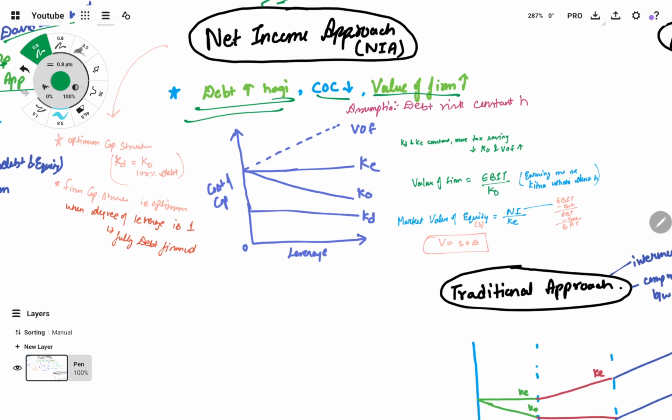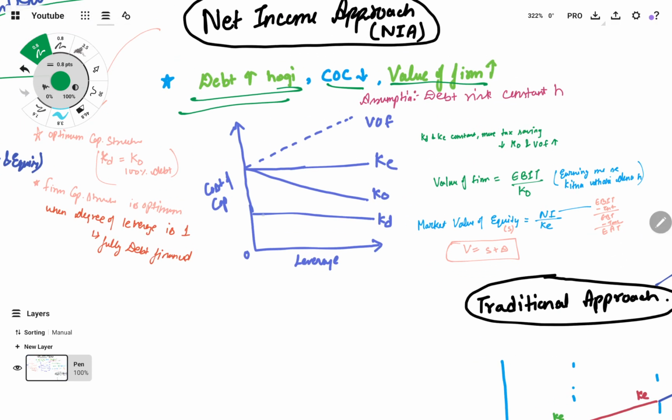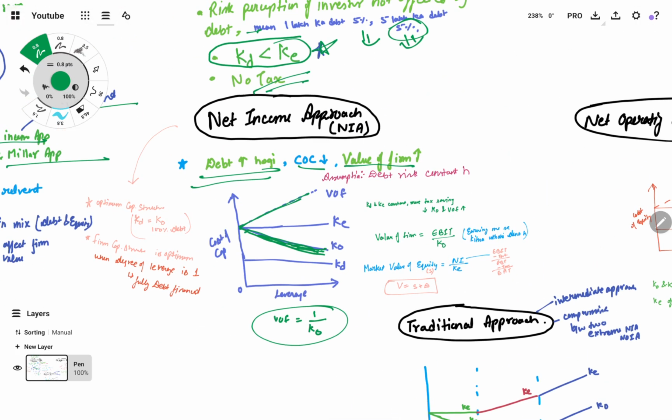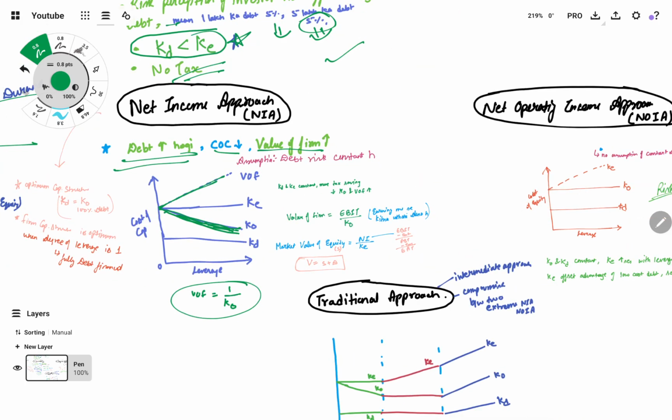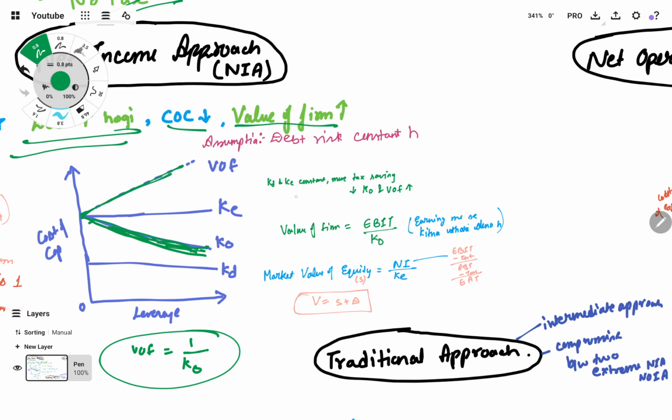Now let's understand by the diagram. Here, if you're taking debt, your cost of capital is reducing. Why is it reducing? Because you are taking the tax benefits and you have cheap debt, and because the cost of capital reduces, your value of firm is increasing, because the value of firm, we can say, is inversely proportional to cost of capital. So I think we have covered this. By this diagram, we can say that cost of debt and cost of equity are constant, there is more tax saving, and that's why cost of capital reduces and value of firm increases.